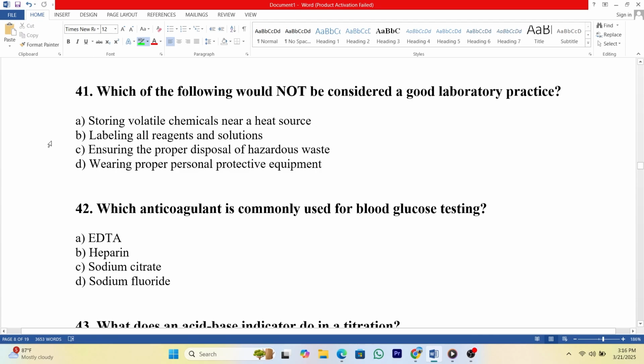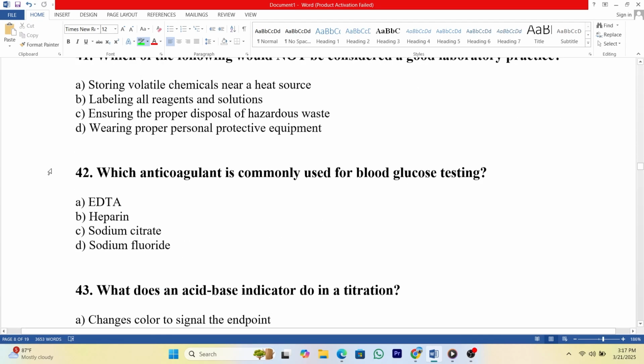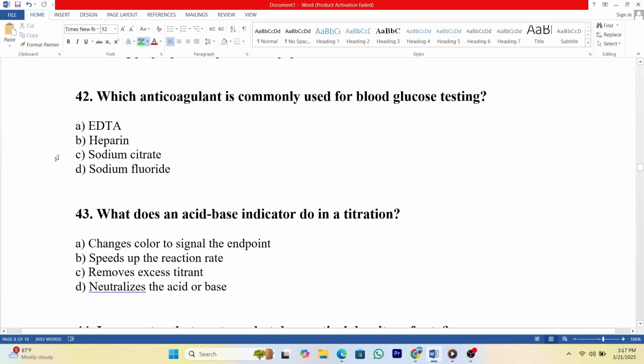41. Which of the following would not be considered a good laboratory practice? A. Storing volatile chemicals near a heat source. B. Labeling all reagents and solutions. C. Ensuring the proper disposal of hazardous waste. D. Wearing proper personal protective equipment. Answer, A. Storing volatile chemicals near a heat source.